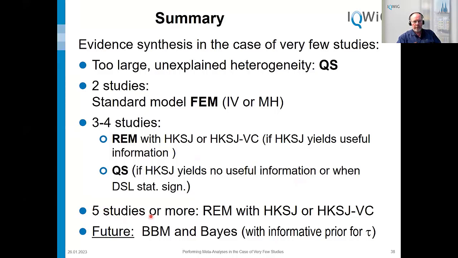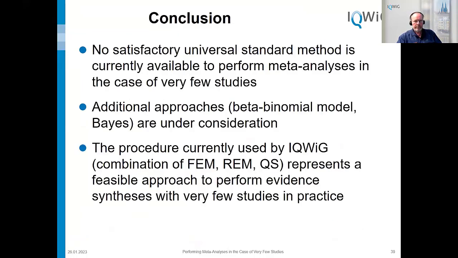If we have 5 studies or more, we use the random effects model, also with Hartung-Knapp-Sidik-Jonkman, and in the future, we consider to include the Beta-binomial model and the Bayesian meta-analysis with informative priors for tau coming from empirical priors based on our own meta-analyses.